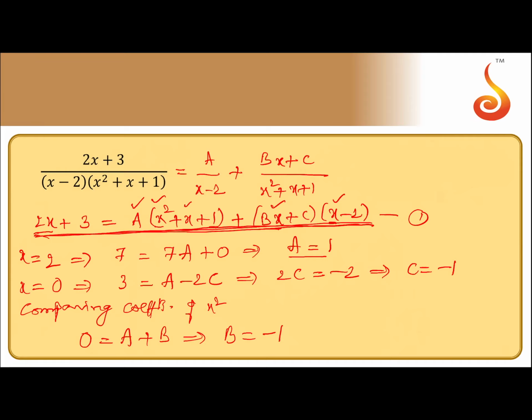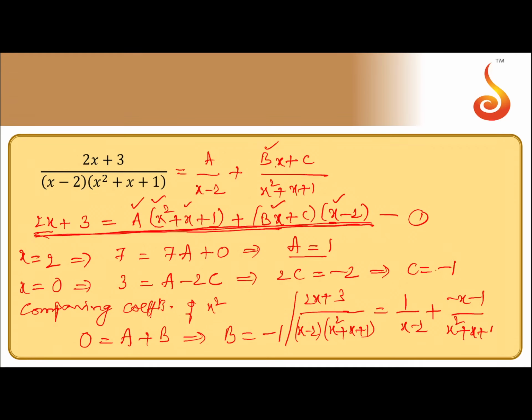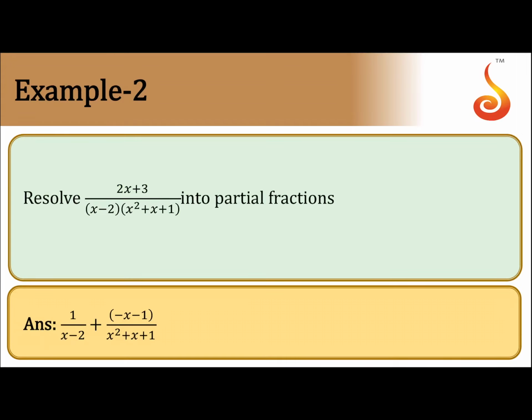And therefore, the partial fractions are given by (2x + 3) / ((x − 2)(x² + x + 1)) = 1 / (x − 2) + (bx + c) / (x² + x + 1). When you substitute b and c here, you get (−x − 1) / (x² + x + 1). Therefore, the answer is 1 / (x − 2) − (x + 1) / (x² + x + 1).